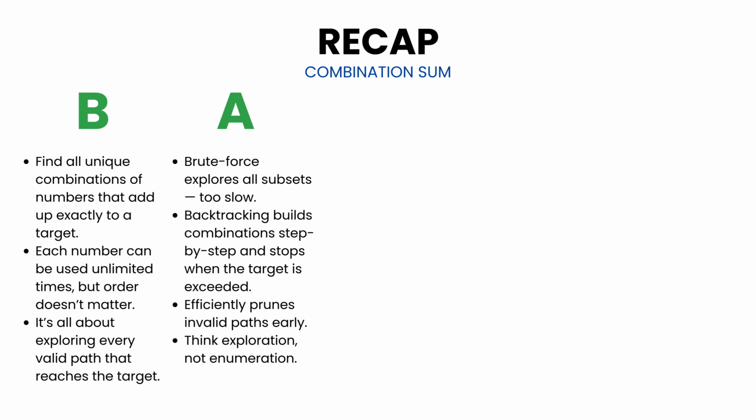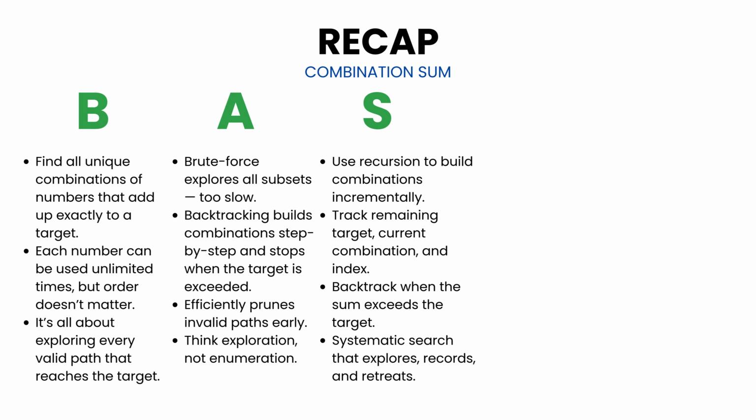Structure recap. The plan was clear. Start from the smallest combination, add numbers one at a time, and backtrack whenever the total exceeds the target. When the total hits the target exactly, record the combination. This recursive structure ensures every valid path is explored, no duplicates, no missed possibilities.